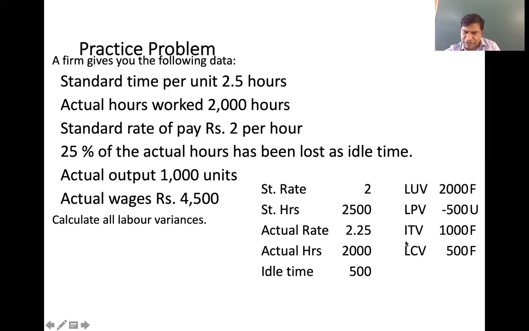Look at this one. Labor cost variance is equal to labor usage variance plus labor rate variance. The labor usage variance we got is 1,000. Labor rate variance is minus 500. 1,000 minus 500 gives you 500 favorable. That is labor cost variance. So when we cross check, our answers are correct. There is a typographical error. Ignore that and correct it in your notebooks as 1,000 instead of 2,000. Okay, done. Any questions in this problem?